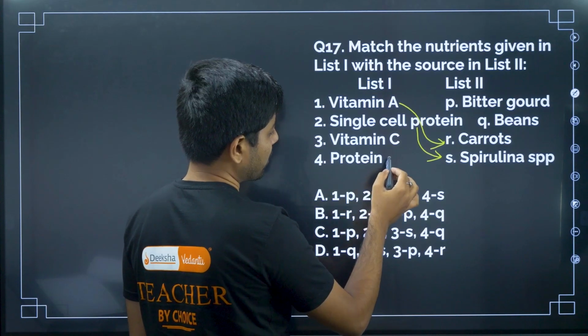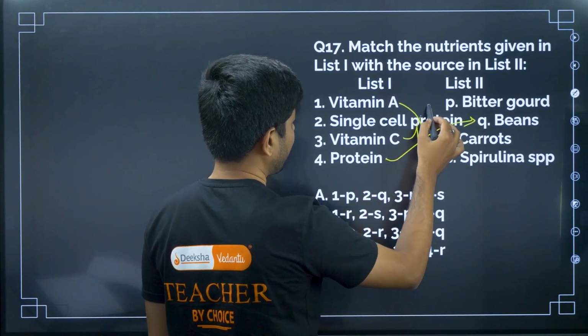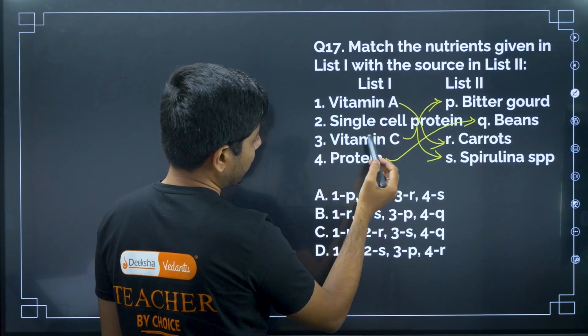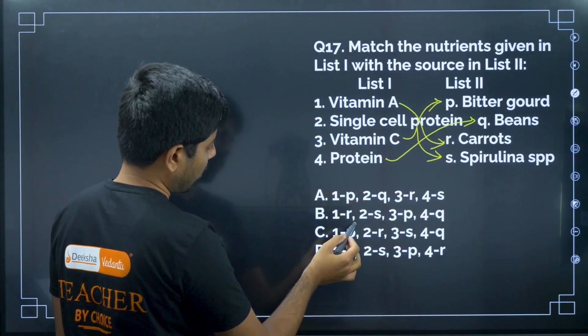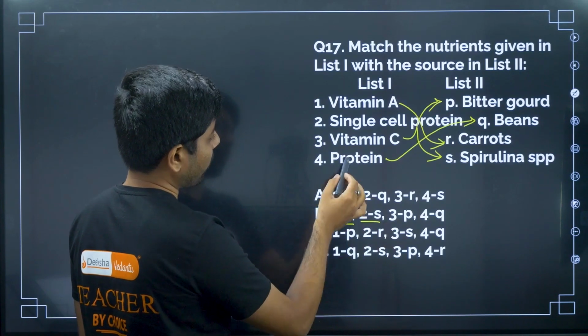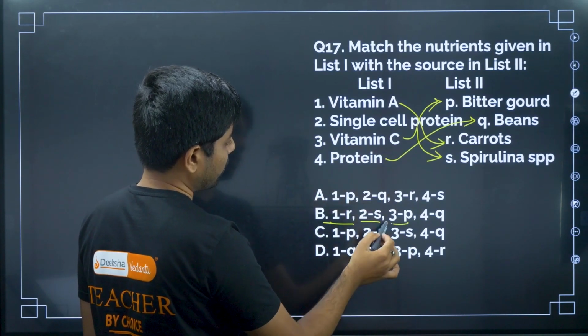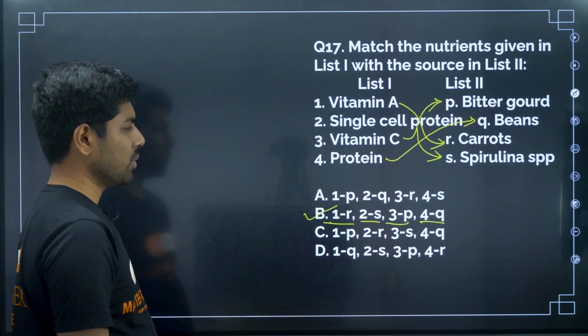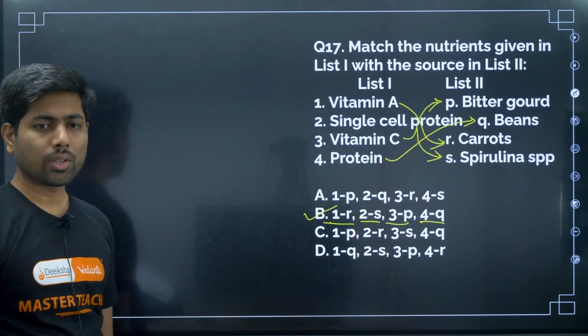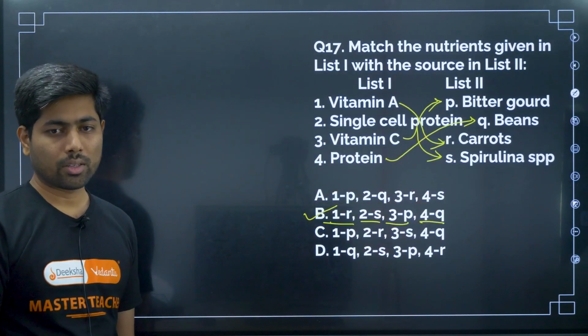But you can also answer it. Beans is protein, vitamin C is in bitter gourd, right? Do you find this answer? 1 is R, only one option. 1 is R, 2 is S, 3 is P, 4 is Q, right? Option B. If you know one single cell protein, you could have got the answer for all the others, even though if you didn't study it in your NCERT, right?